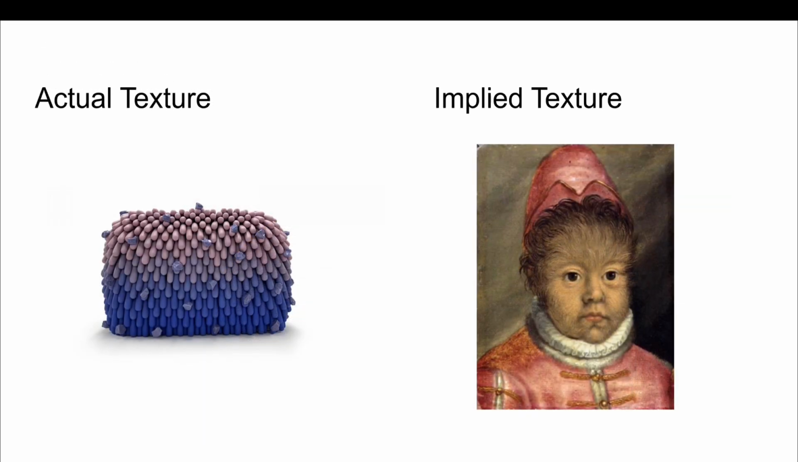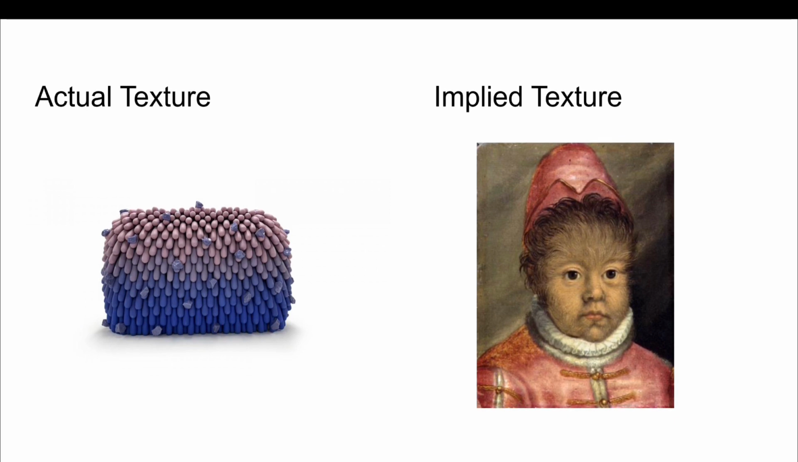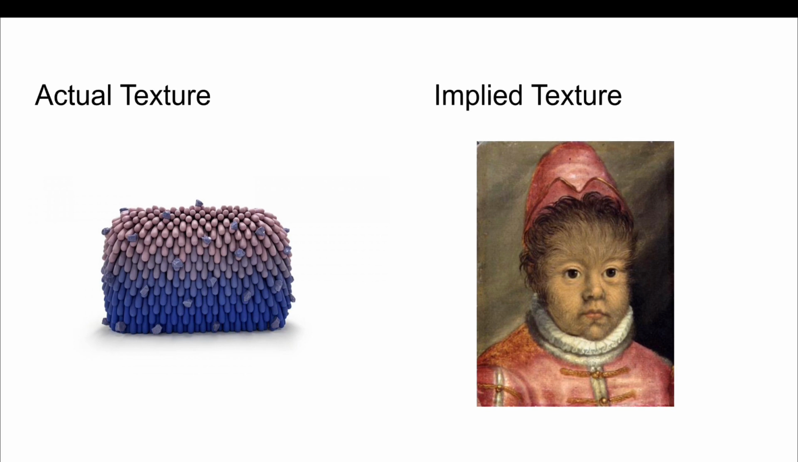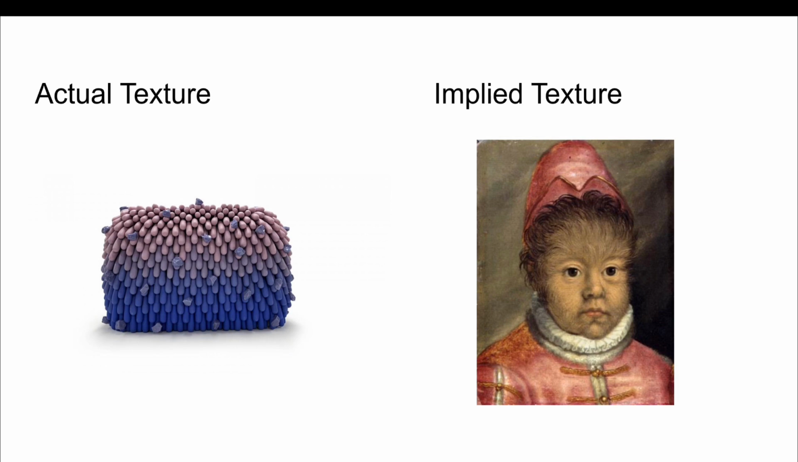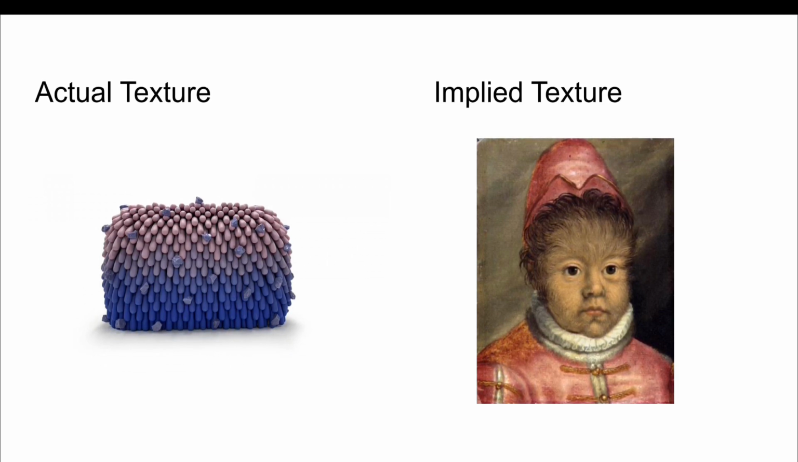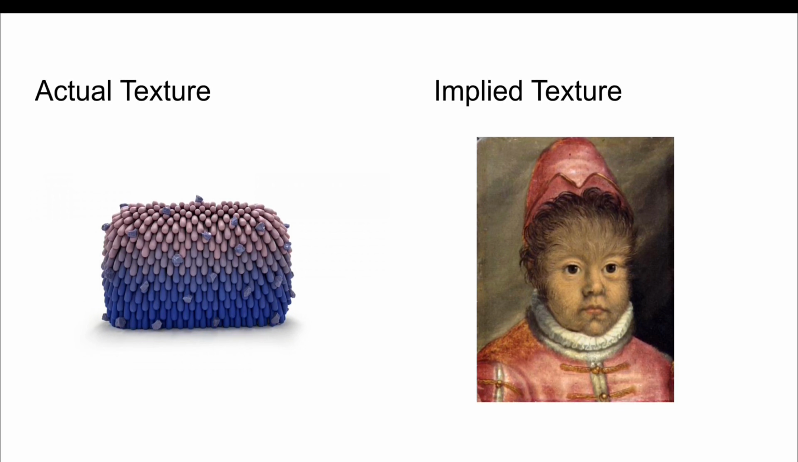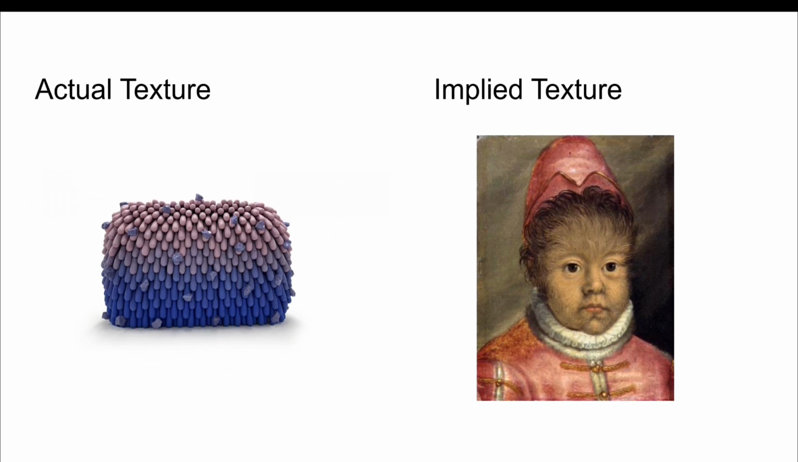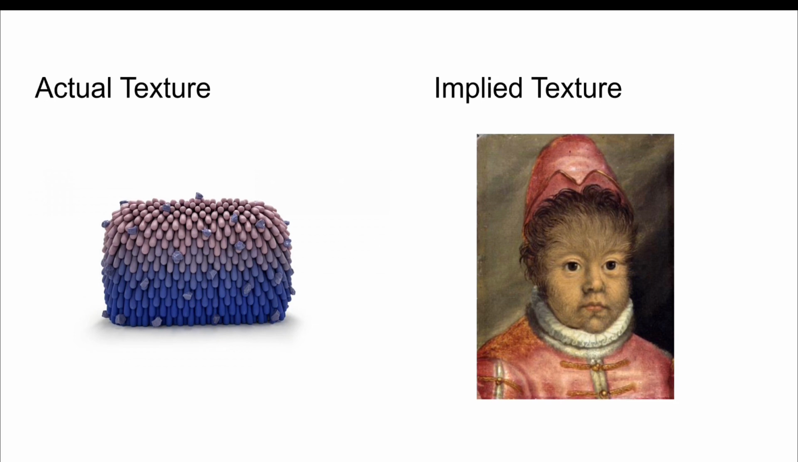Next, we'll look at actual texture versus implied texture. And these are just a couple of examples. Actual texture is something that you can physically feel and handle with your hands, or the sculpture would have the actual texture that you would expect it to have. But implied texture is more like this painting on the right, where you can see hair and you can see texture in the painting, but you couldn't actually necessarily feel any of that texture in person.